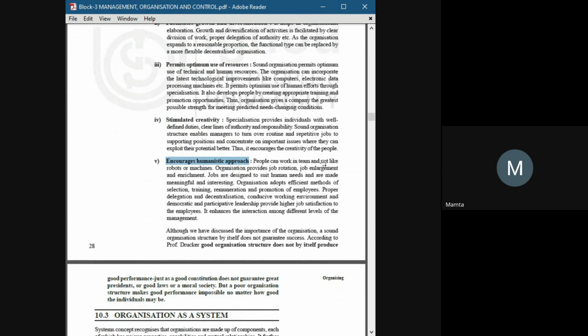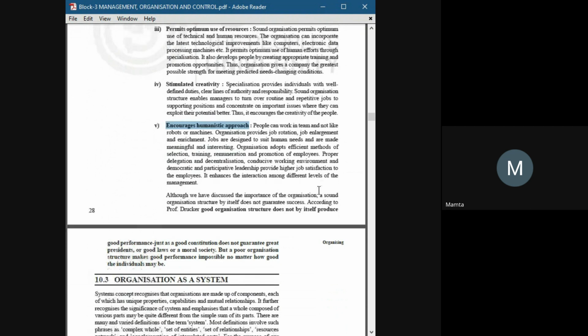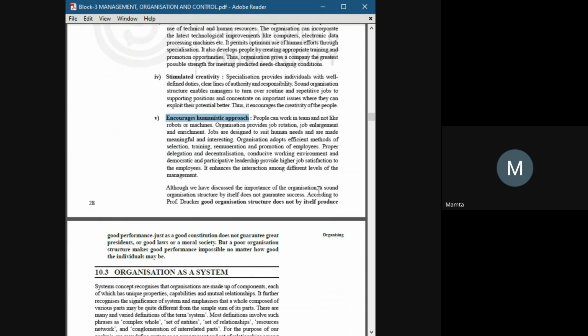It encourages a humanistic approach. People can work in teams and not like robots or machines. Organization provides job rotation, job enlargement, and enrichment. Jobs are designed to suit human needs and are made meaningful and interesting. Organization adopts efficient methods of selection, training, remuneration, and promotion of employees. So it encourages humanistic approaches.